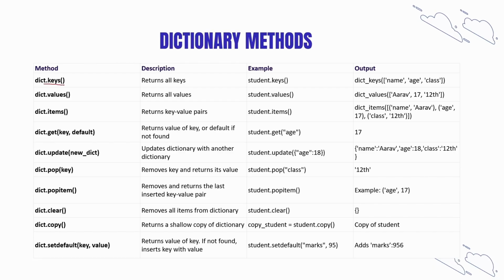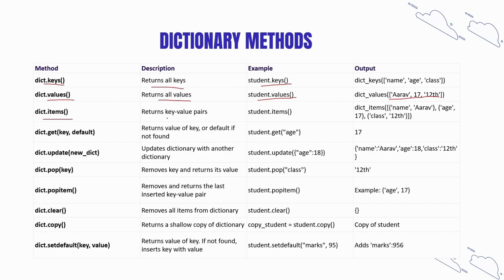The first is dict.keys. So it returns all keys like we have already seen, and we also saw these examples on PyCharm. So when I print student.keys, it gives me dict.keys name, age, class. Next I have dict.values. So it returns all values, okay. So when I say student.values, it gives me dict values Arav, 17, 12th, okay. So these are the values.